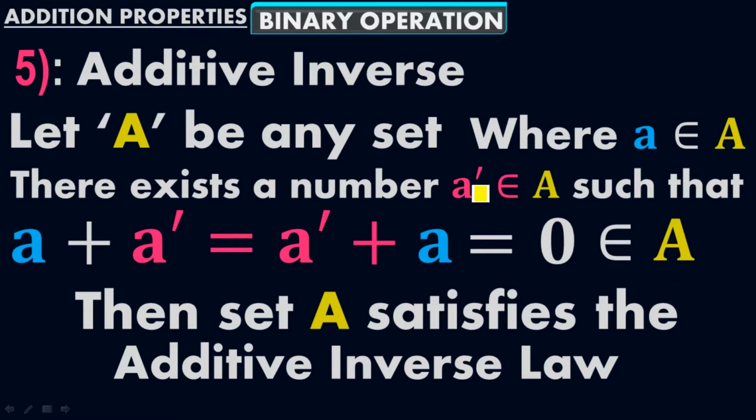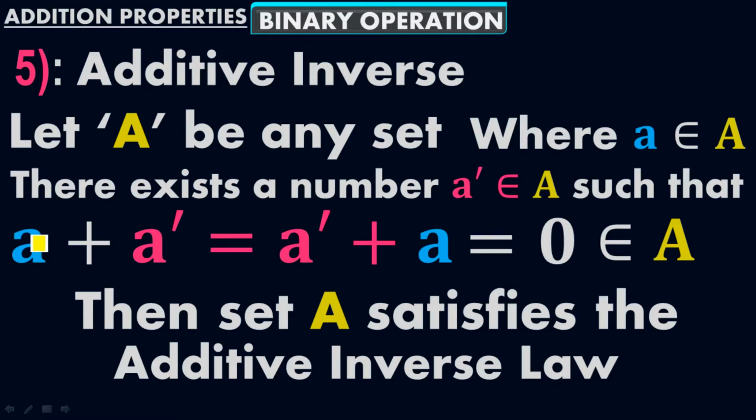What is a prime? A prime is the negative of a. If we have positive a, a prime will be negative a. If we have negative a, a prime will be positive a. So it is an inverse. That's why we call it the additive inverse. We take the inverse with respect to addition. We have addition here. That's why we call it the additive inverse property.